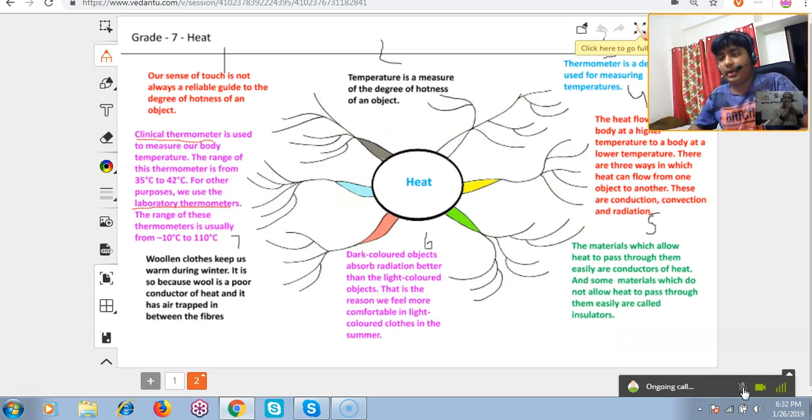The range of the laboratory thermometer is usually from minus 10 C to 110 C. Some houses may have built-in thermometers in them. Those thermometers are known as laboratory thermometers, whose range is minus 10 to 110 C. And if we ever go for a checkup in the hospital, saying we have fever, they will check our temperature. That is known as a clinical thermometer.